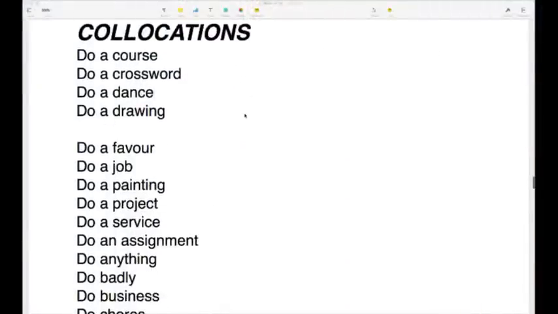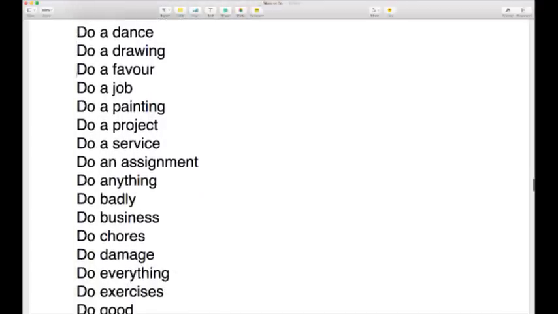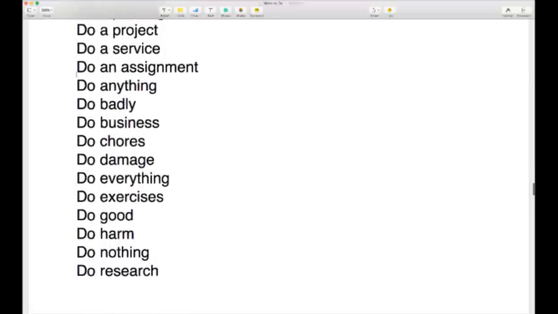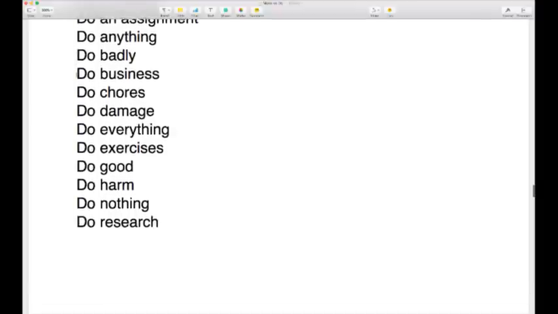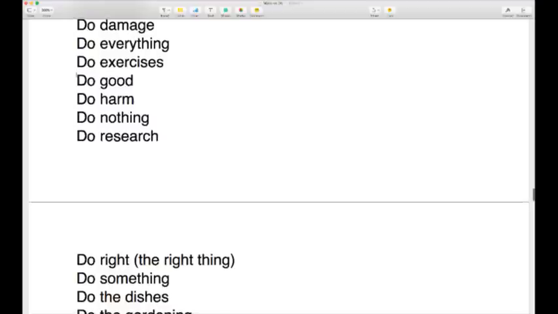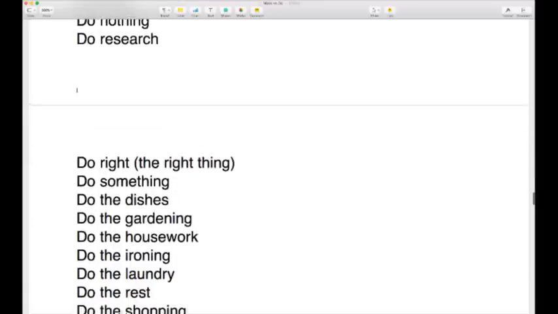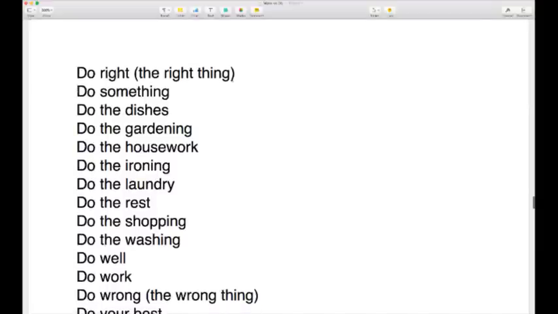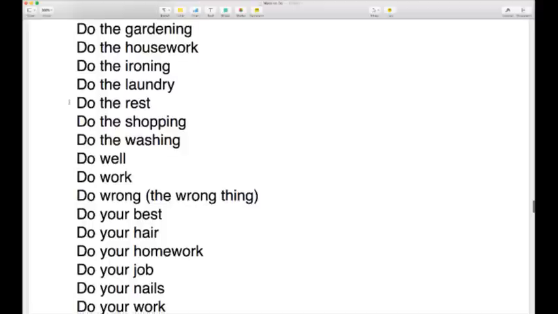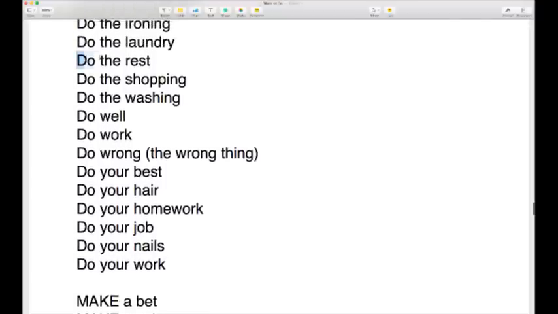So here's just a quick list of what you would generally see with the word do. You do a course, do a crossword, do a dance, do a drawing, do a favour, do a job, do a painting, do a project, do a service, do an assignment, do anything, do badly, do business, do chores, do damage, do everything, do exercises, do good, do harm, do nothing, do research, do right or do the right thing, do something, do the dishes, do the gardening, do the housework, do the ironing, do the laundry, do the rest, do the shopping, and that is as in what's left.